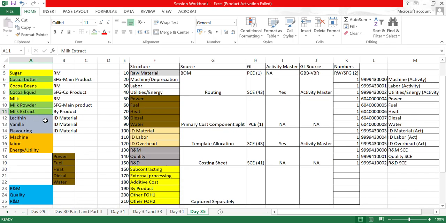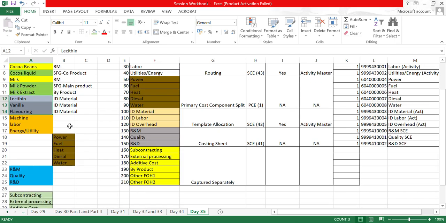The next is we'll also utilize some of the indirect materials like lecithin, vanilla and flavoring to produce the large and small chocolate. Apart from these, there will be some machine costs, some labors will be working, energy and utilities cost. This energy and utilities cost we want to further bifurcate into the power, fuel, heat, diesel, water.